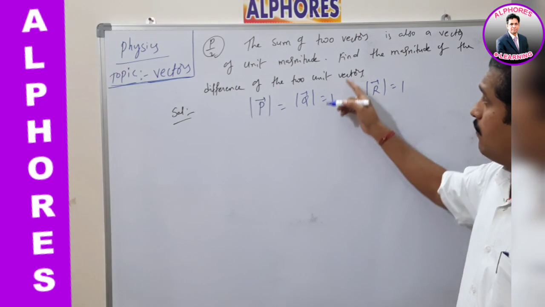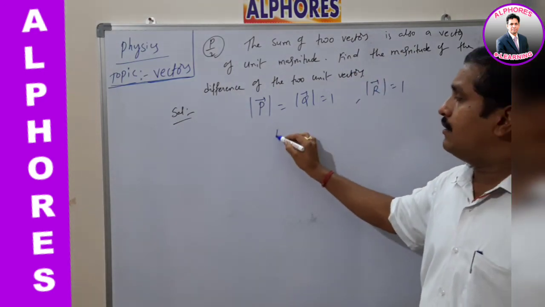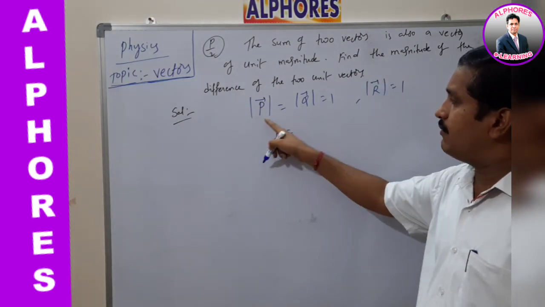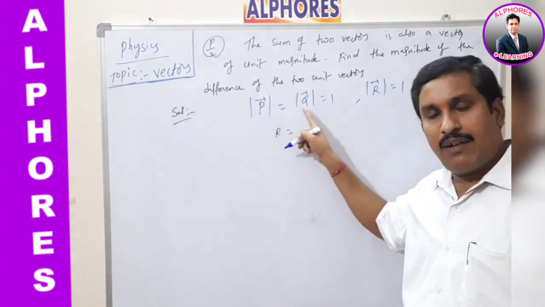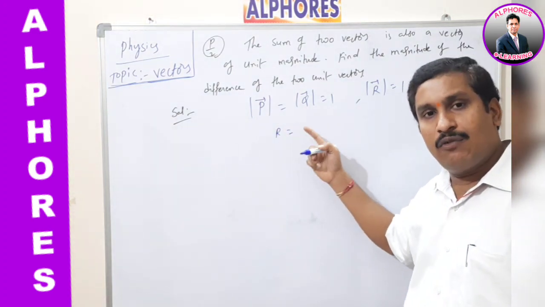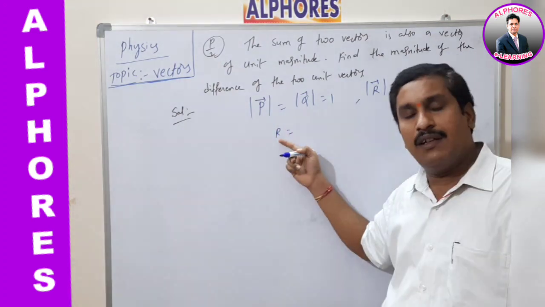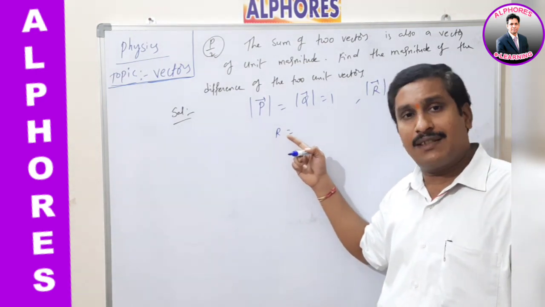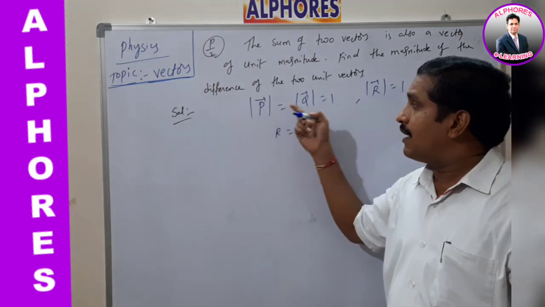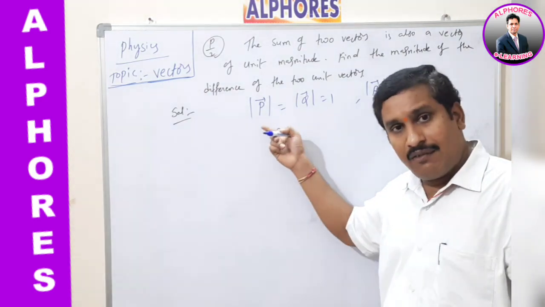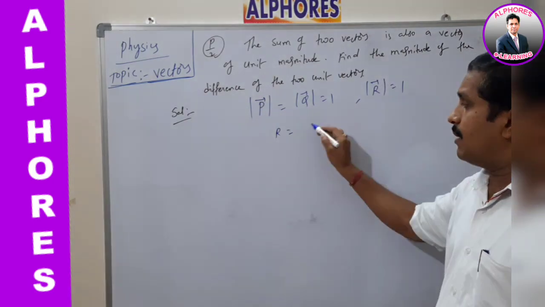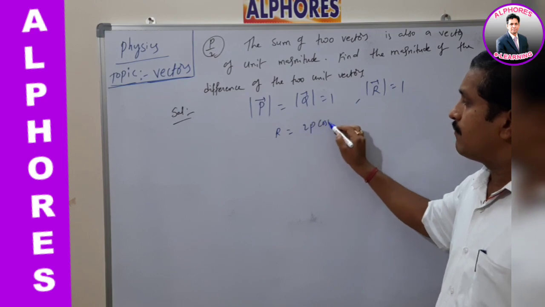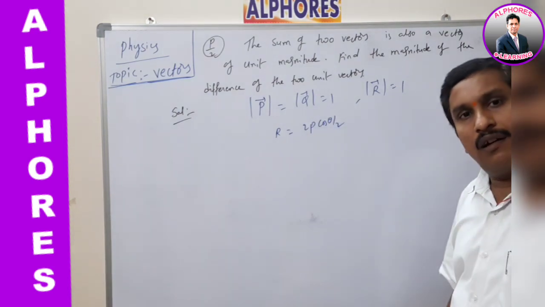Okay. From the first condition, suppose the two vectors are equal. For equal vectors, what is the resultant of the two vectors? As per the parallelogram law of addition of vectors, we already discussed that for two vectors of equal magnitude, the resultant becomes 2P cos theta by 2.